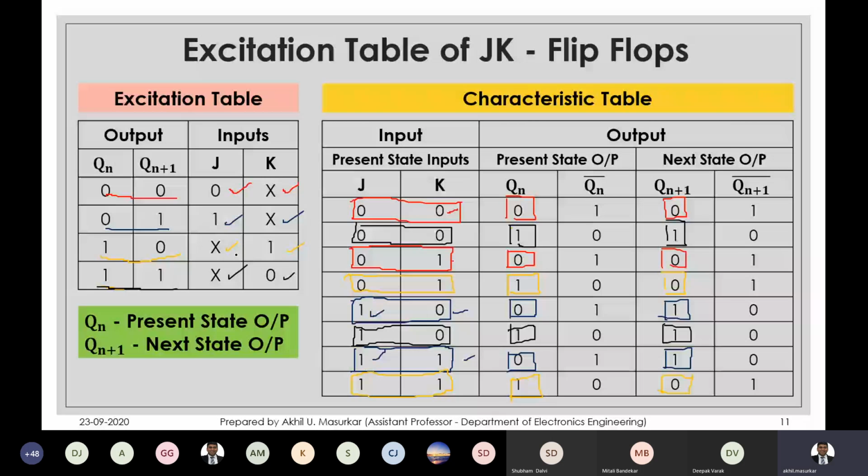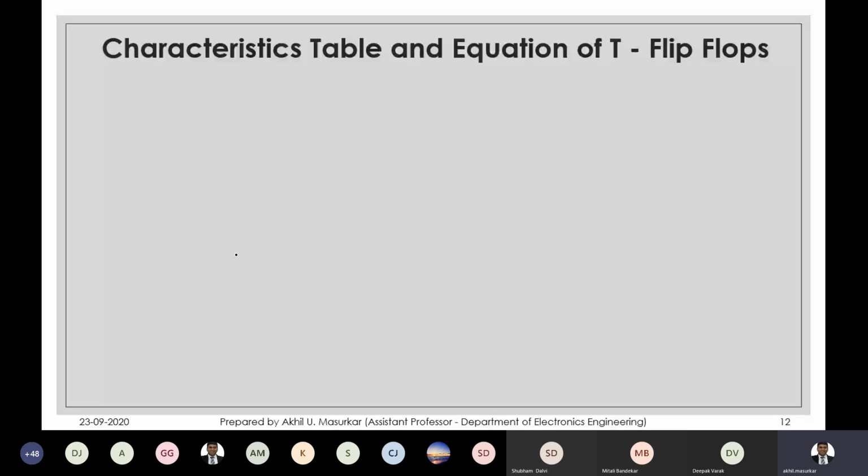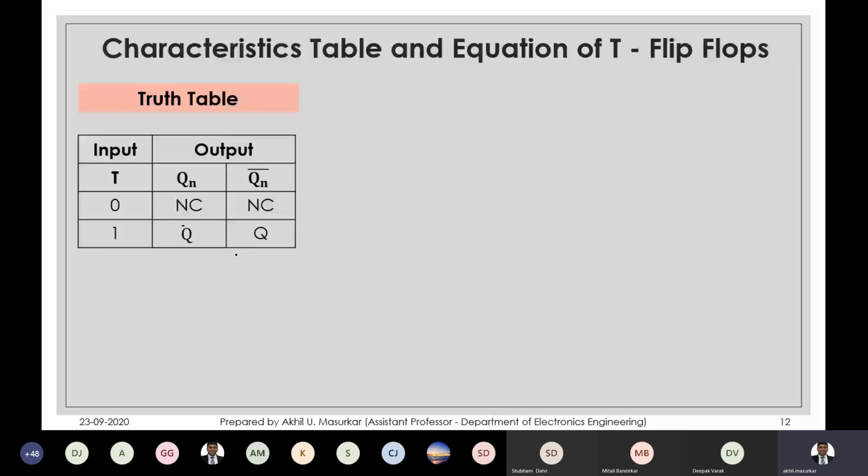Okay. Now you all will do the truth table, the correct truth table I will show you for the T flip flop. Now based on this, you will generate the characteristic table, the characteristic equation, and the excitation table of the T flip flop. Come on, do it. I will give you 5 minutes to do it.